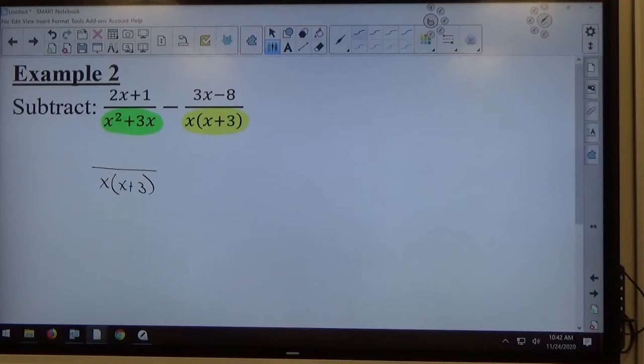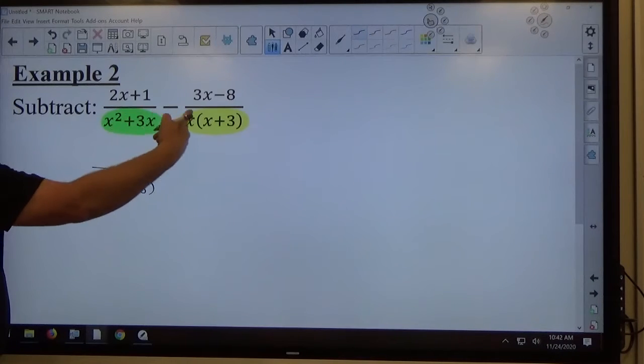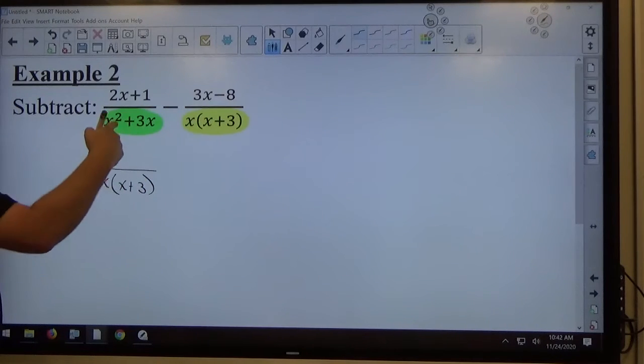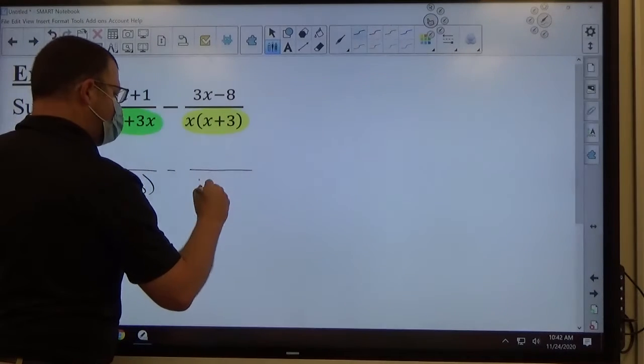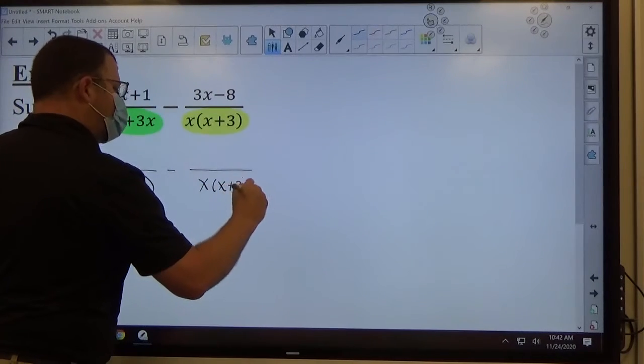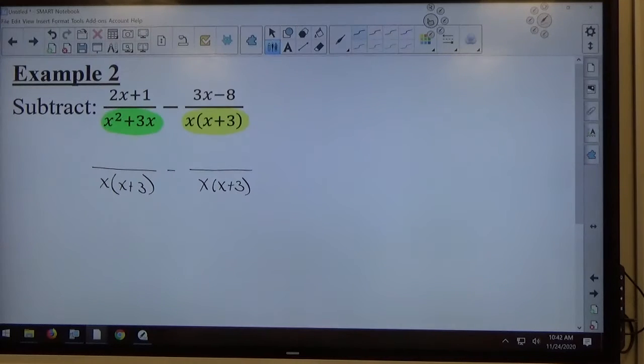When you're trying to make common denominators, a factored form is better than a simplified form. So this is simplified, this is factored. Factored forms are better, so breaking that down is better. You do want them both to be factored so you can compare them more easily.